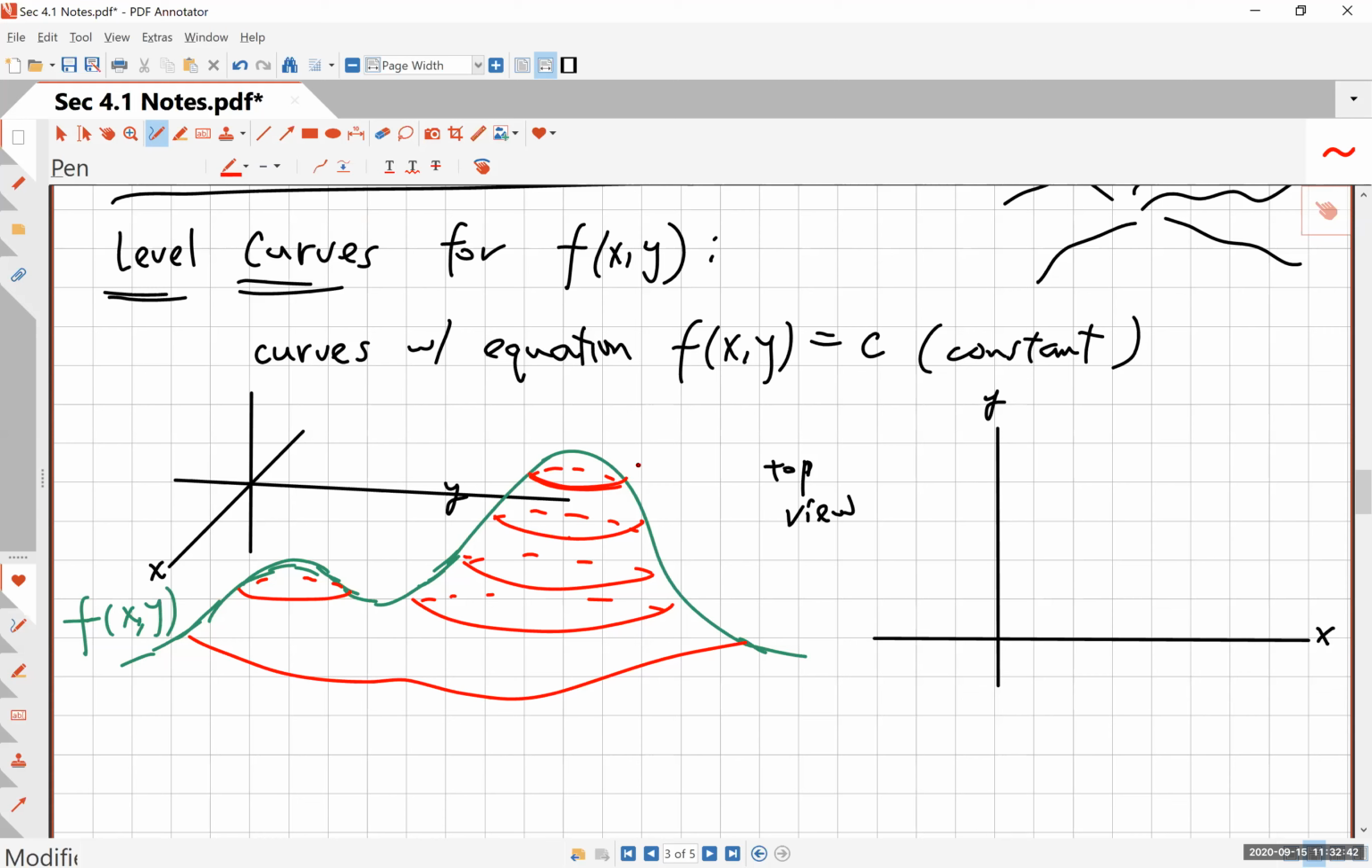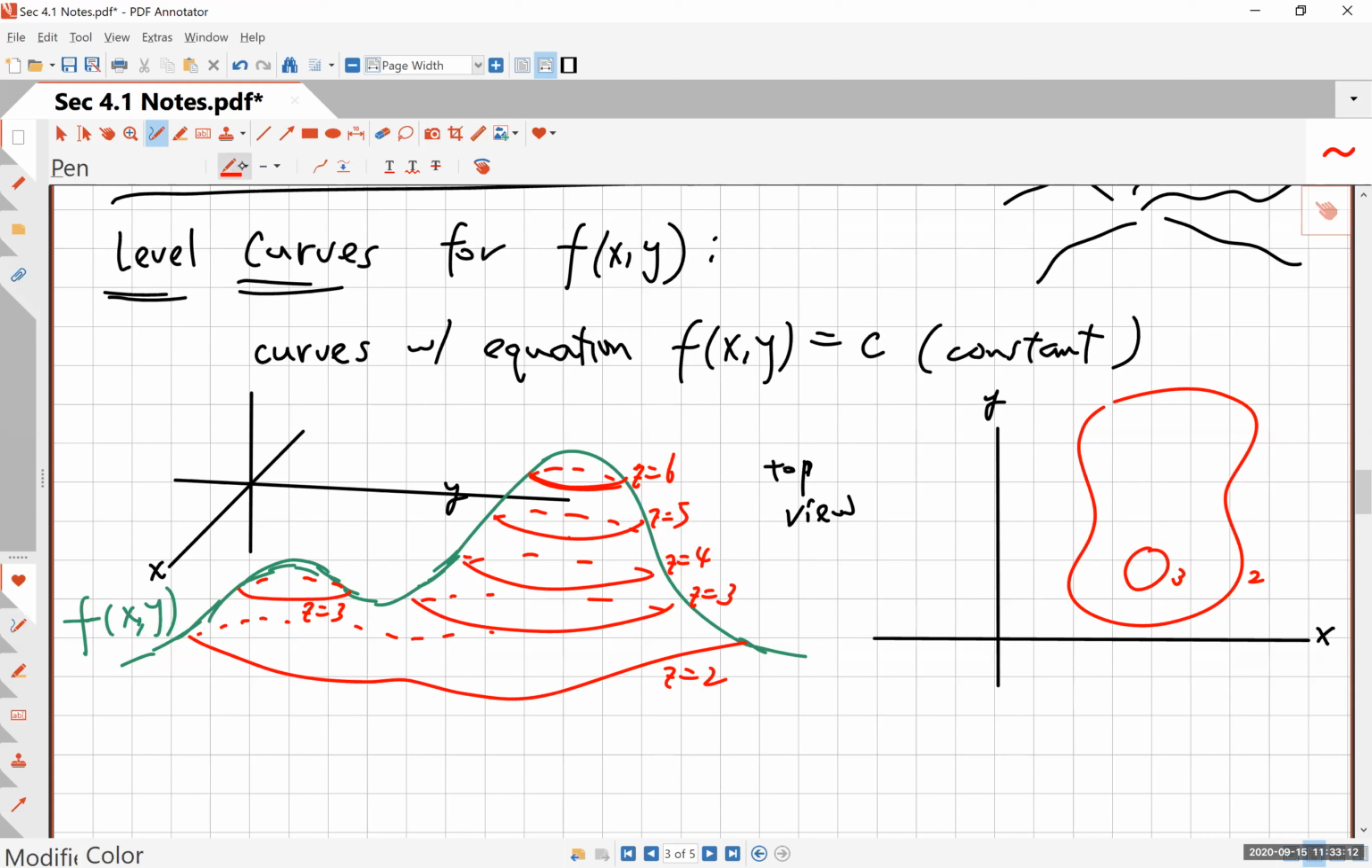Everything appears to be in the first quadrant, right? So let's say this is where z is equal to 6, z is 5, z is 4, and when z is equal to 3, you get two circles, and then maybe this is z is equal to 2. By the way, if z is equal to 2, you see on the other side too, you may have something like this. And then when z is equal to 3, you have this circle.